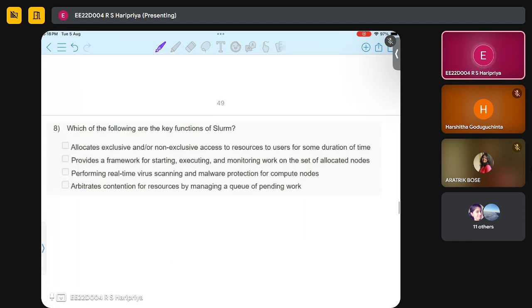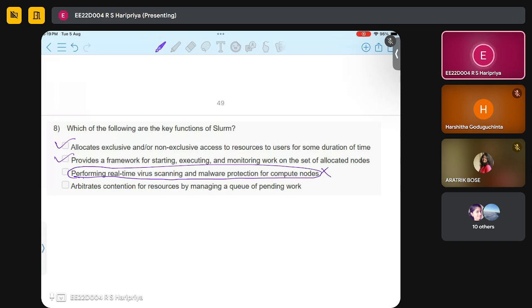So, next question. Which of the following are the key functions of Slurm? First option, allocates exclusive and/or non-exclusive access to resources to users for some duration of time. Yes, it is the operation of Slurm. Next is provides a framework for starting, executing and monitoring work on the set of allocated nodes. This is also true. Performing real-time virus scanning and malware protection for computer nodes. This is not correct.